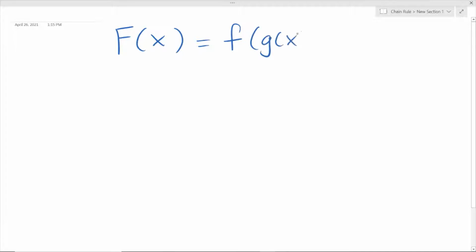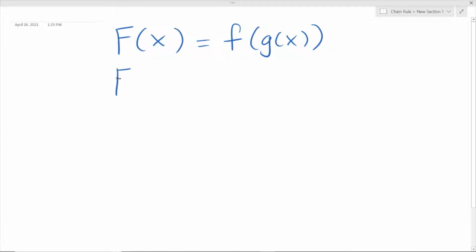Today I'm going to be talking about the chain rule. So generally the formula looks something like this. A big F of x, right, big F is equal to f of g of x. Okay, and we are trying to find a derivative of this big F, right?